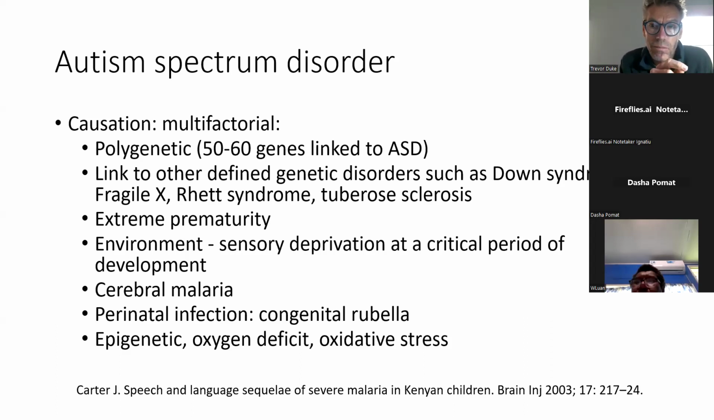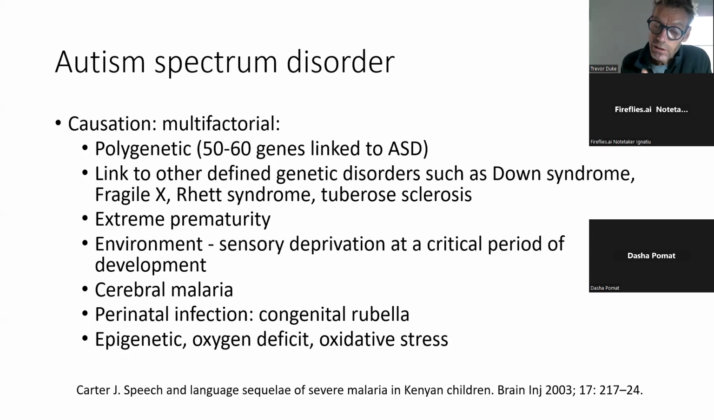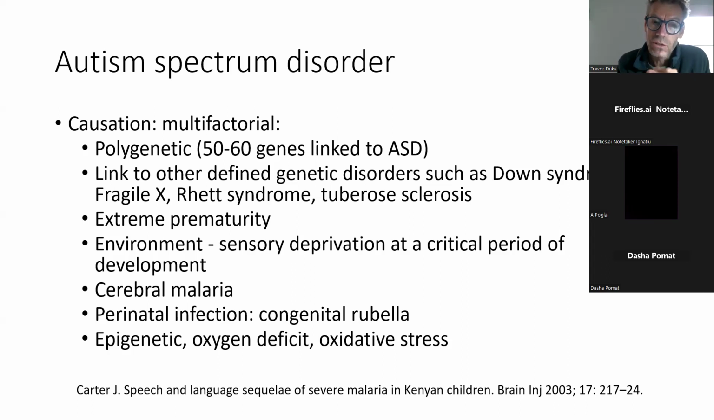And we know that there's some defined genetic conditions such as Down syndrome or Fragile X. Fragile X is the most common cause of intellectual disability in males. It's called the Fragile X syndrome, and it is associated with a certain facial phenotype. And then Rett syndrome, which is a disorder almost only occurring in girls. And tuberous sclerosis, which is a neurocutaneous syndrome where children have cafe au lait spots. These defined genetic conditions are associated with autism.